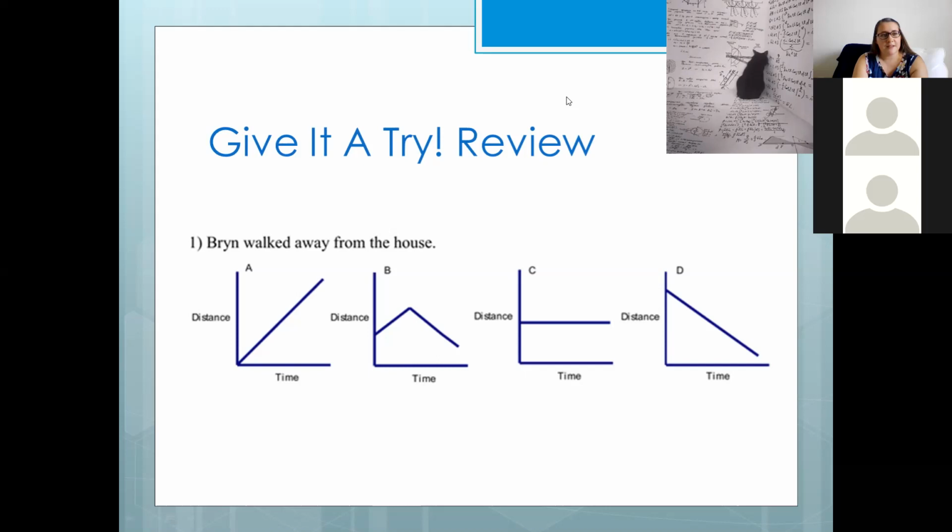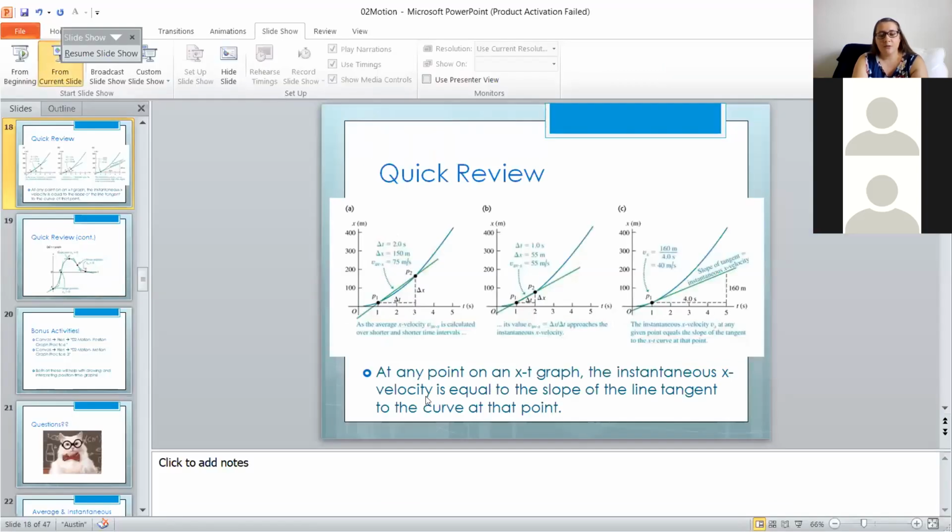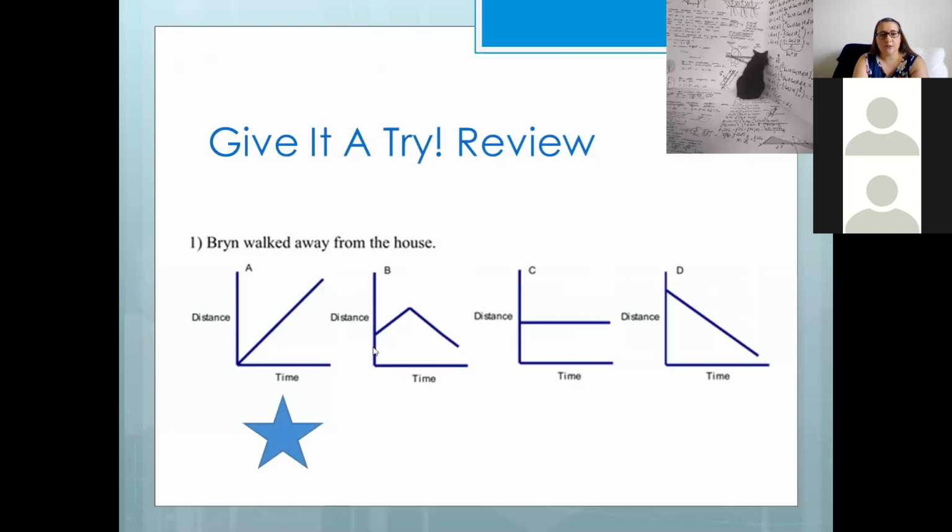Good, I'm seeing a lot of answers coming in. That's great. Yeah, so all of you so far who have typed in answers seem to agree that A is the correct answer, right? Bryn walks away from the house. So the position, the distance from the house, increases over time.